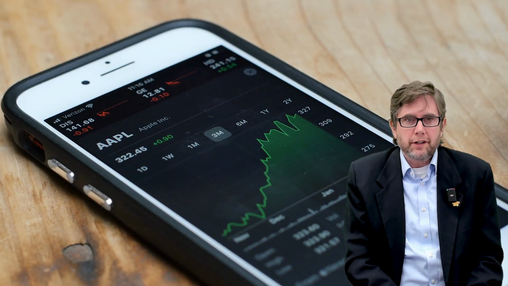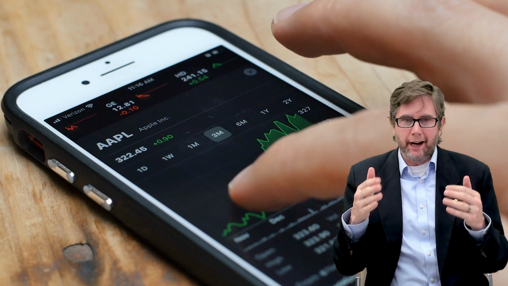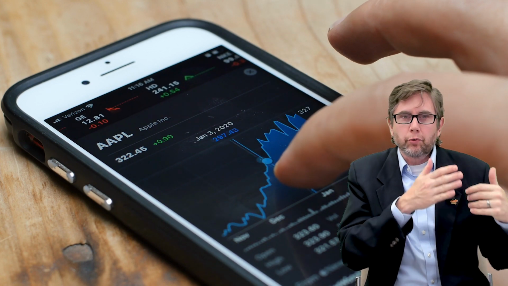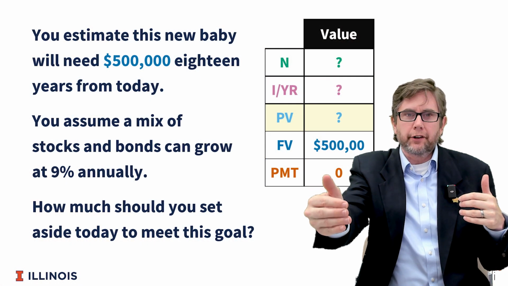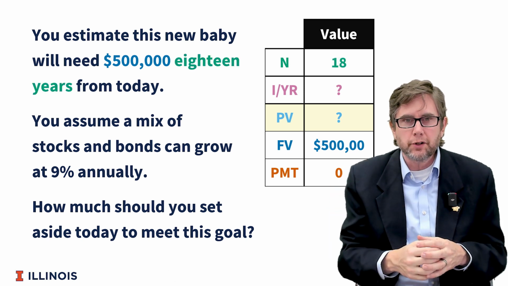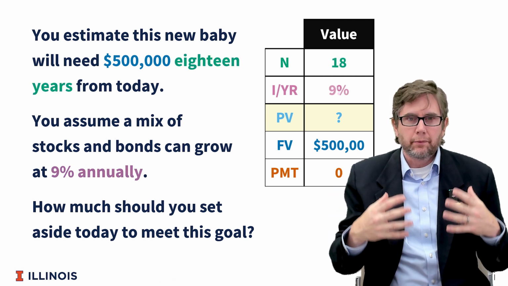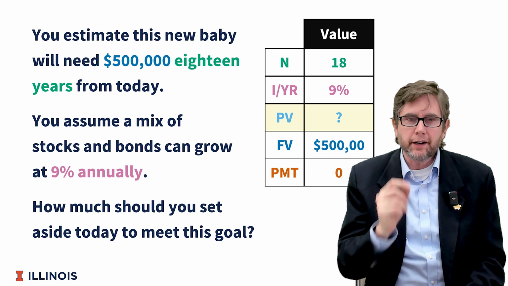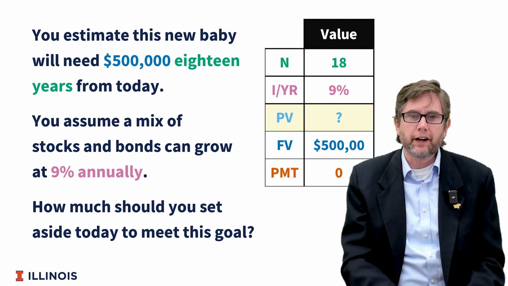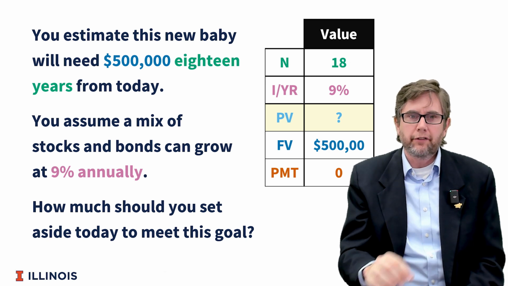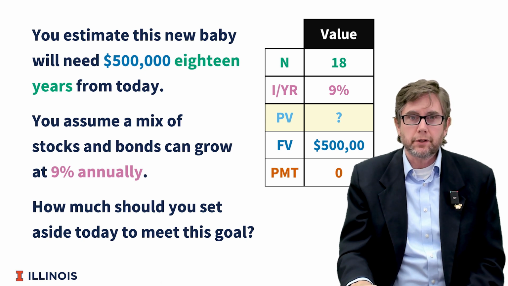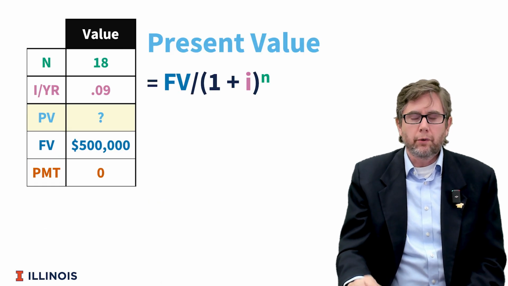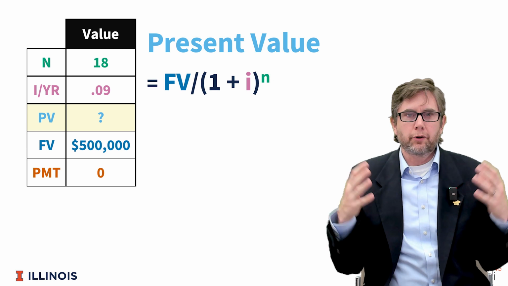And so the magic question is, how much would you set aside right now so that it would grow into $500,000 in 18 years? And we're going to assume it can grow at 9%. And this is where present value comes into play. We want to find the present value of that $500,000. So where do we start? Well, we're going to start with a present value equation.